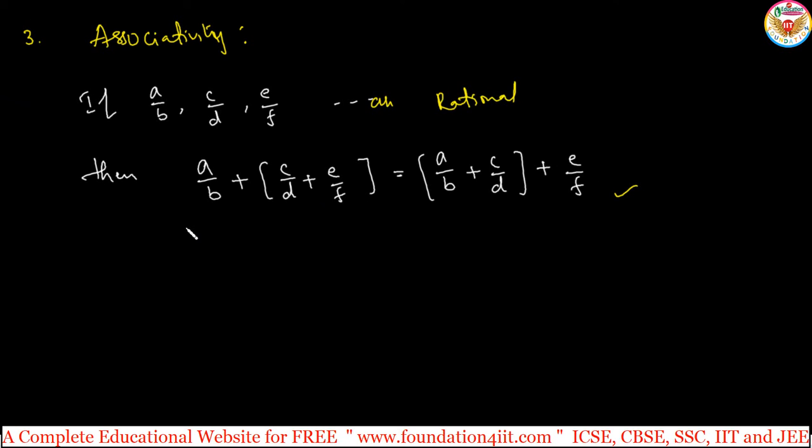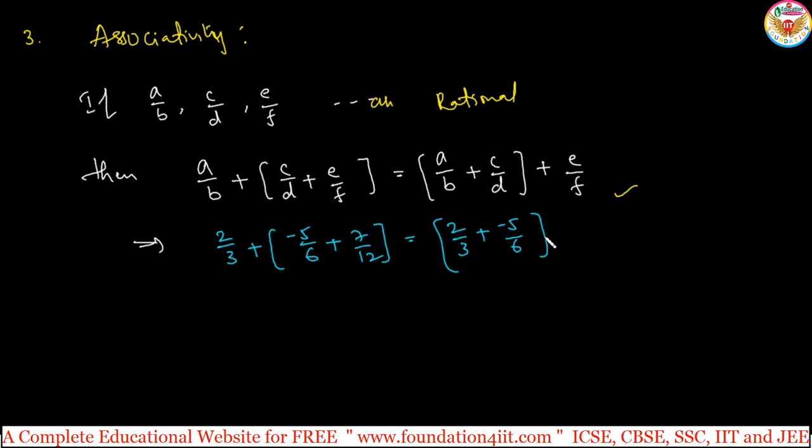Okay, in this case that I am writing here, let us take a by b is 2 by 3 plus another two numbers. One is minus 5 by 6 plus 7 by 12. That should be equal to 2 by 3 plus minus 5 by 6, the sum of this, plus 7 by 12. So LHS and RHS we are supposed to get the same thing. Just like the previous methods, you can do it inside.